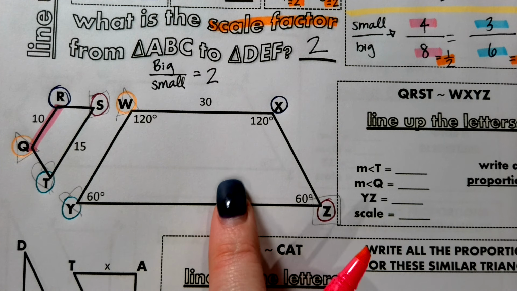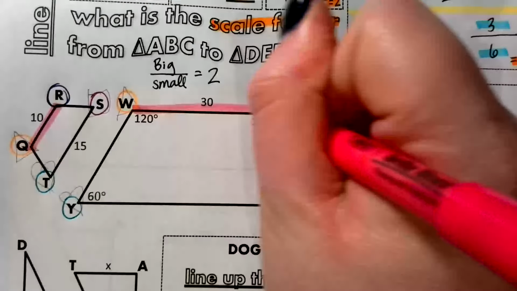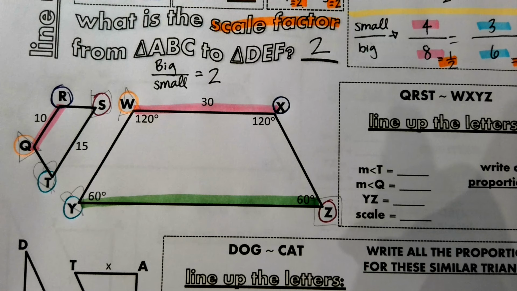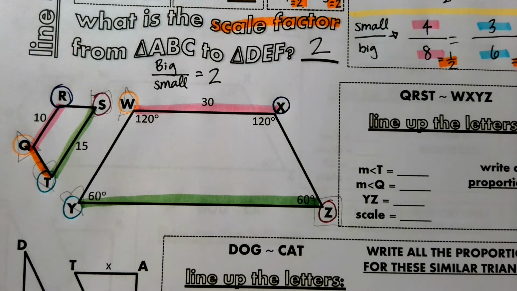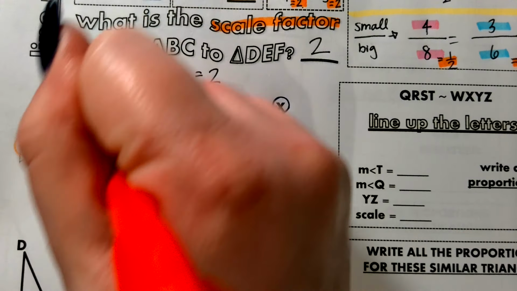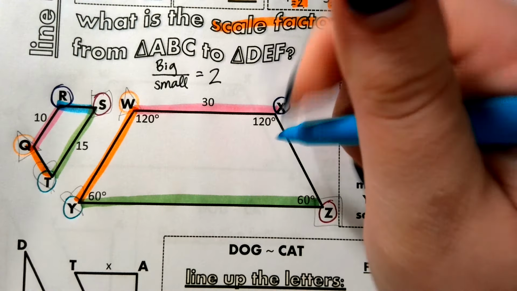YZ, what does that correspond with? TS. What does QT correspond with? WY. And then RS corresponds with XZ. Again, use your highlighters, they are your friends.